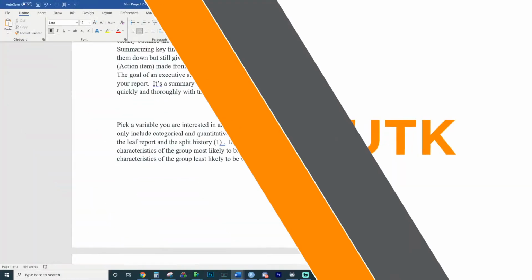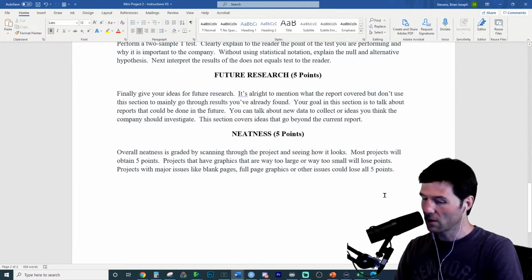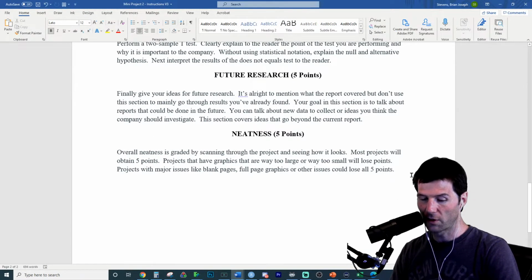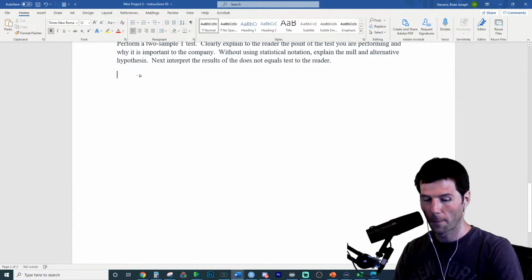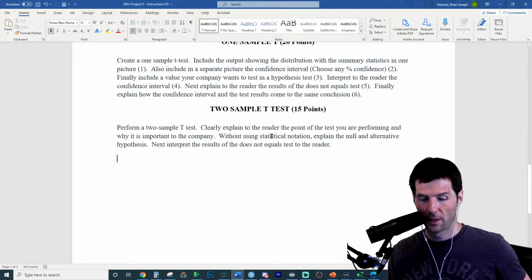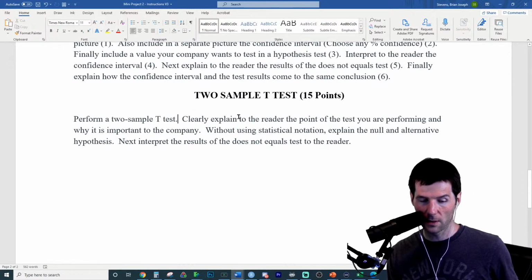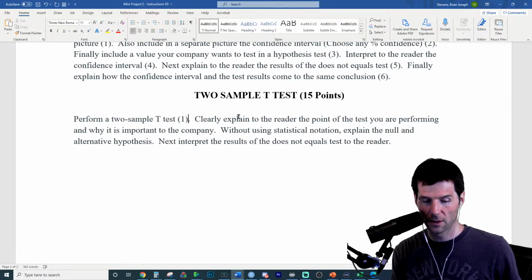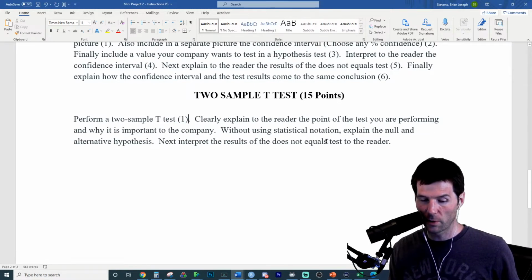But anyways, let's do a 2-sample t-test. We'll get serious here. Put on that serious face. Let's do this. 2-sample t-tests. When we do a 2-sample t-test, that's future research. Go away, future research. We don't want you here. So 2-sample t-test. A little less to do this time. Perform a 2-sample t-test. Well, that's a task in and of itself. Explain clearly to the reader the point of the test you are performing and why it is of interest or important to the company.